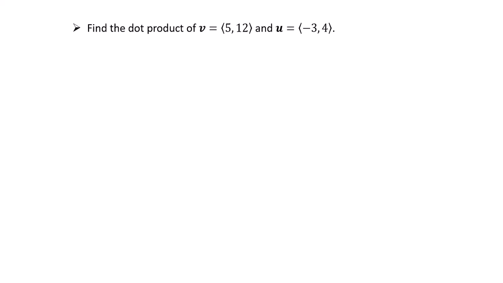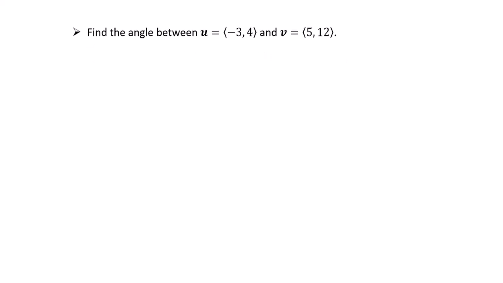So finding the dot product of v and u here, I know I have v dot u vectors. That's going to equal the horizontal components multiplied together plus the vertical components multiplied together. So this is a negative 15 plus 48, which is 33. So the dot product of two vectors is just a scalar.